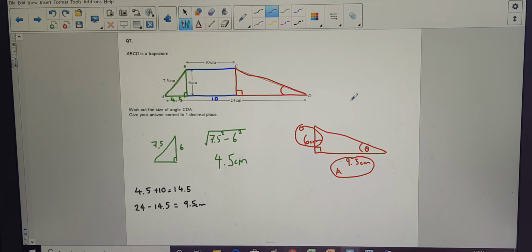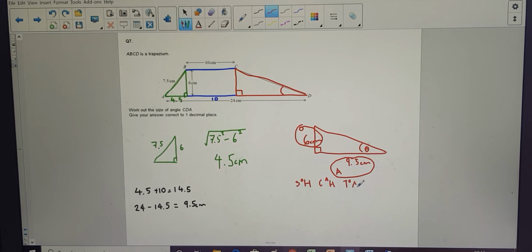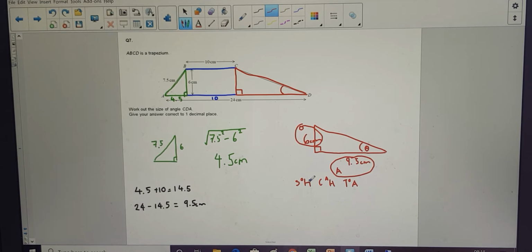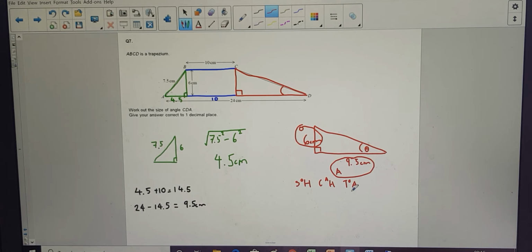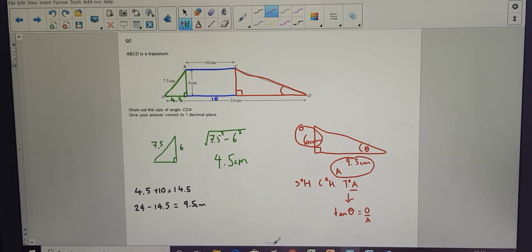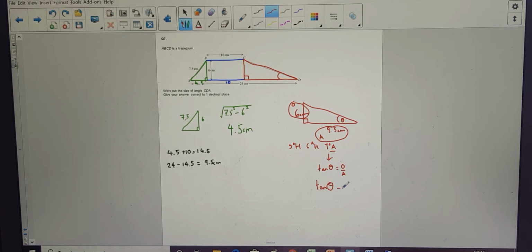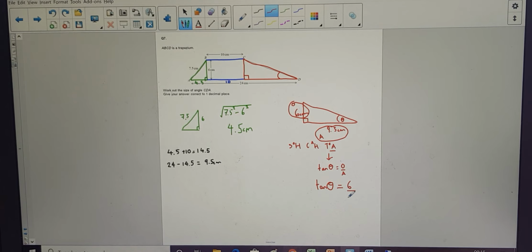So let me just refresh my memory. SOHCAHTOA. So I'm looking for the final two letters to be O and A. O and H, no. A and H, no. O and A. This is the one that I want. And the T in this stands for tan. Tan theta equals opposite over adjacent. Tan theta equals 6 over 9.5.